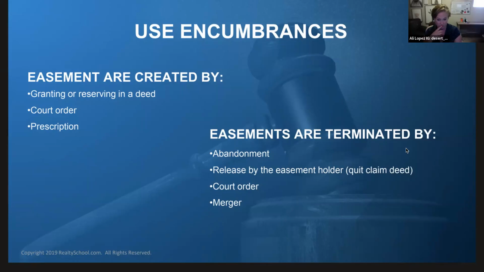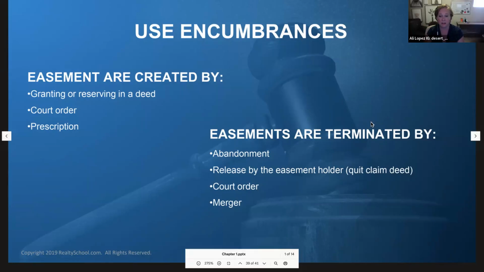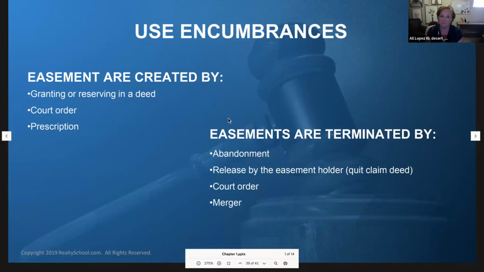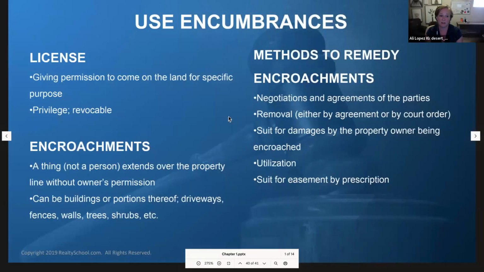So sometimes instead of having a granted deed, or if it's not recorded on a piece of paper with your title, sometimes it's just called a license and you get to use it for however many years. It's giving permission to come on the land for a specific purpose. It's a privilege and it can be taken back.